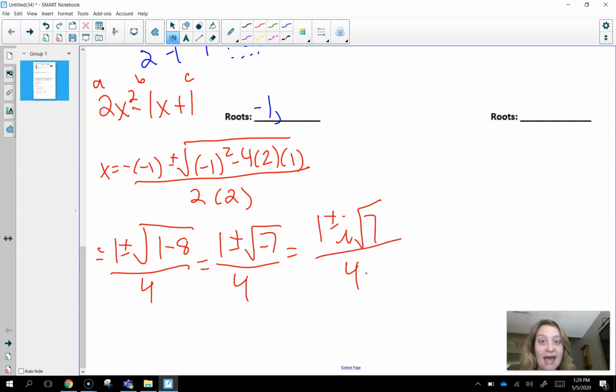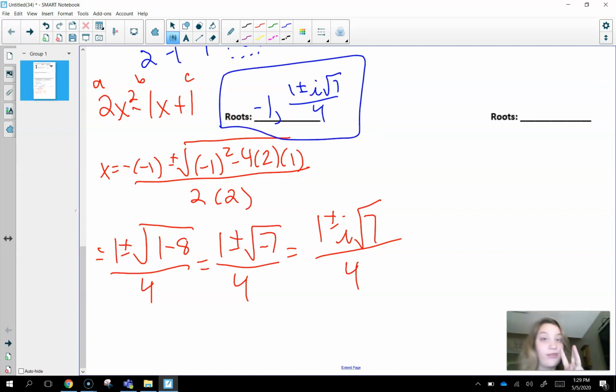Okay? That right there is two solutions. Those are your other two. 1 plus I square root 7 over 4 and 1 minus I square root of 7 over 4. Those are your other two roots. So when I go back to listing my roots up here, I'm going to include 1 plus or minus I square root 7 over 4. That is all three of my roots for this problem. Okay, -1, 1 plus I square root 7 over 4, and 1 minus I square root 7 over 4.